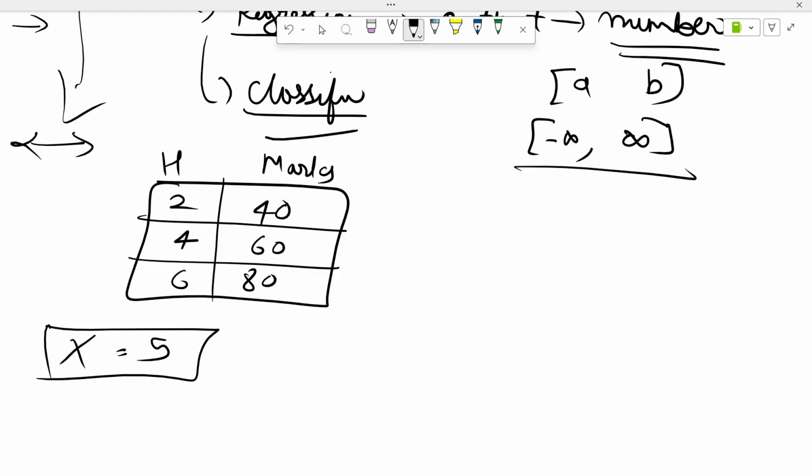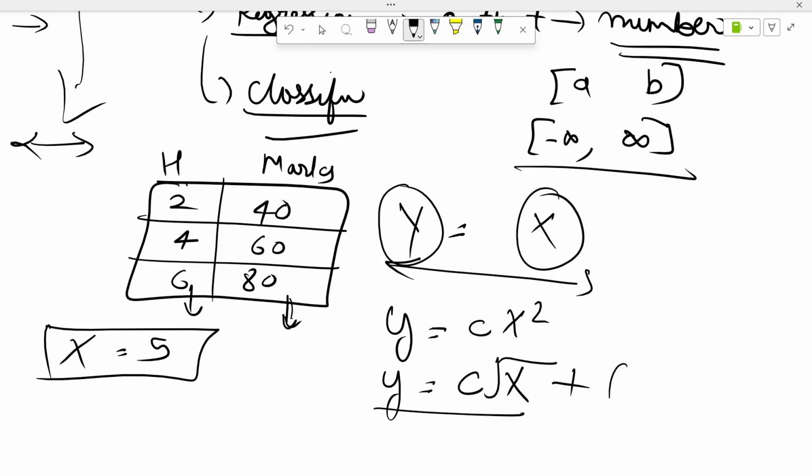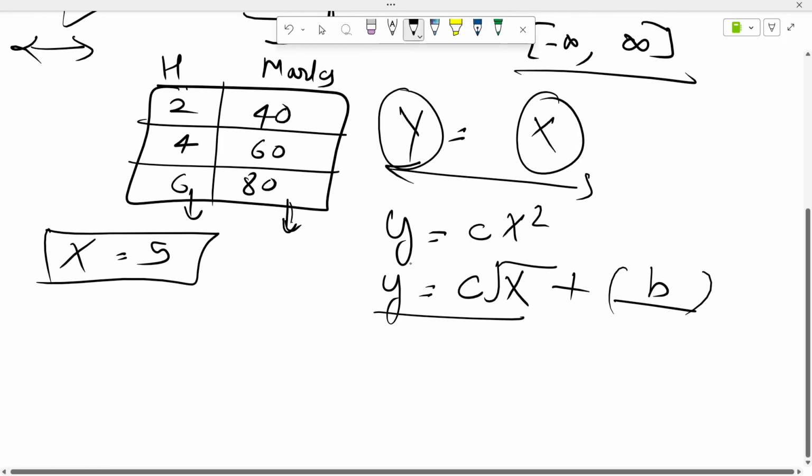What will you do? You will first try to visualize this data, or you will assume that there is some relation between input and output. How many variables are there? There are two variables, one input and one output. You assume that the output is y and the input is x, and there is some relation between x and y. What kind of relation exists? Maybe it is y equals c times x squared. Maybe y equals c root x, or the same constant plus some additional value, let's say b. It can be anything, but you don't know what relation it could be.